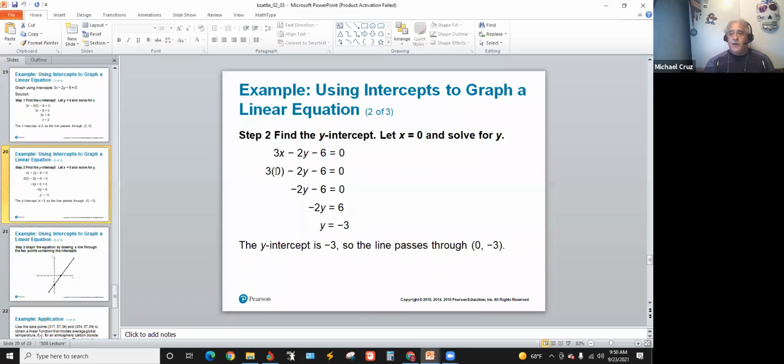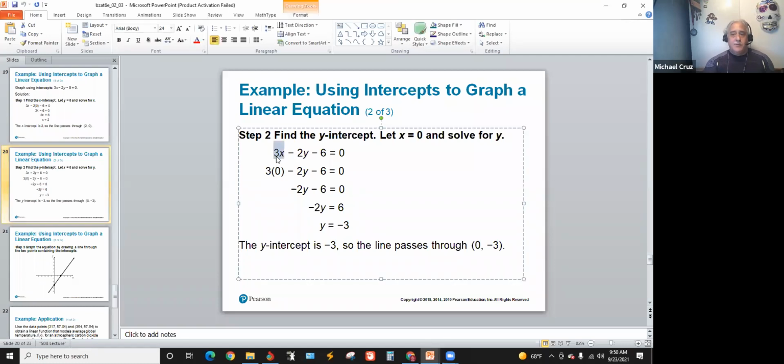You can also do it with the y. If you want to find the y-intercept, you substitute 0 in for x here. Anything times 0 is 0, so all you have left is negative 2y minus 6 is equal to 0. Add 6 and then divide by 2.